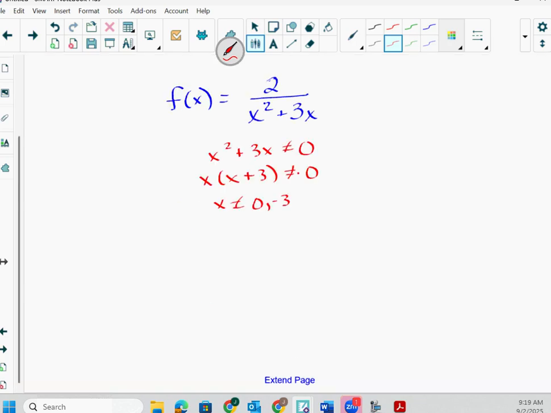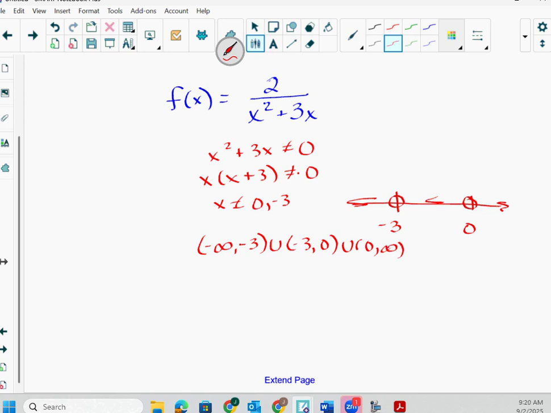So you don't need a number line to answer this one. But okay, let's visualize it with a number line. It's not -3 and it's not 0. Do you see how there are 3 sections? So negative infinity to -3, -3 to 0, 0 to infinity. Does that help? Yes. Okay. All right, let's try again.